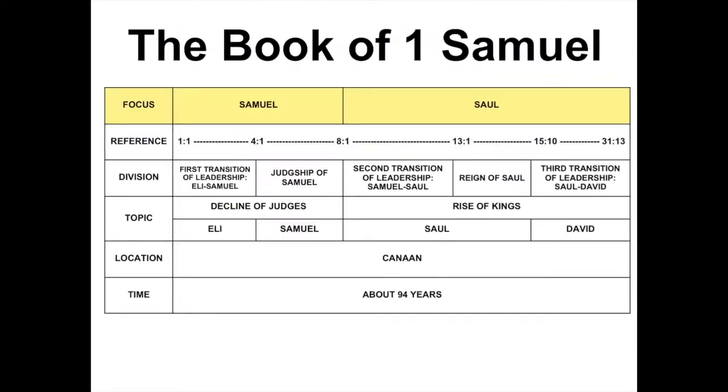So what do we make of 1 Samuel? Let's take a look at these charts, which I've borrowed from the Open Bible and their introduction. I just think these charts are wonderful, so that we'd consider them a little bit. Let's take a look at the focus of the book of 1 Samuel.